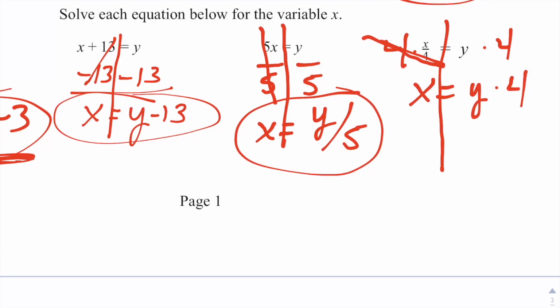But that's not how we write that. When we write it in mathematics, you guys should all know from previous lessons that we would have just x equals 4 times y. So we write x equals 4y.